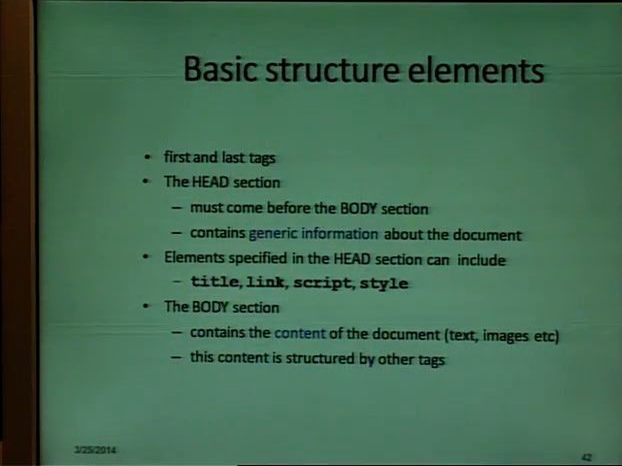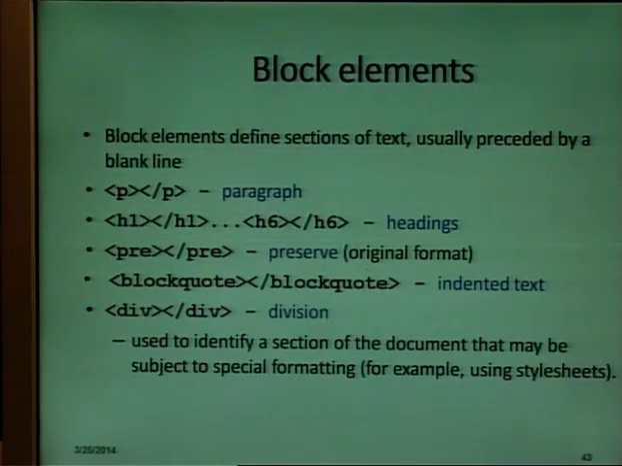Next comes the body section. It contains the content of the document. It may include text or images, etc. This content is structured by other tags also. So first of all, there is the HTML tag, then you can have the title tag. After that comes the head section. It includes title, link, script or style. Then comes the body section. It contains the content of your document. It may be text, images, etc. And this content is structured by other tags also.